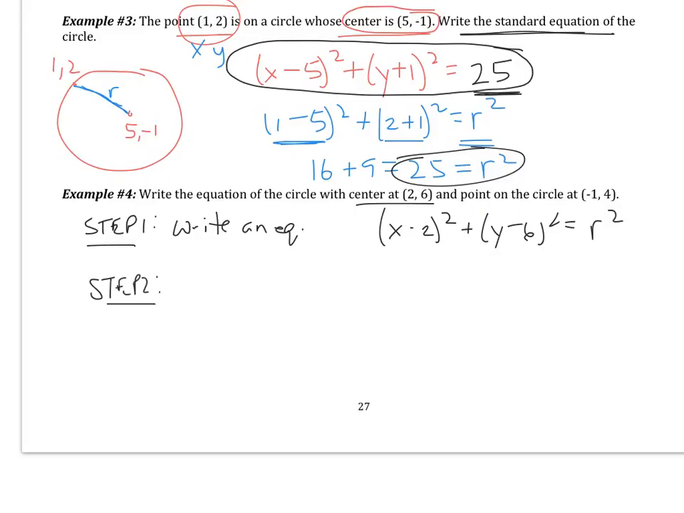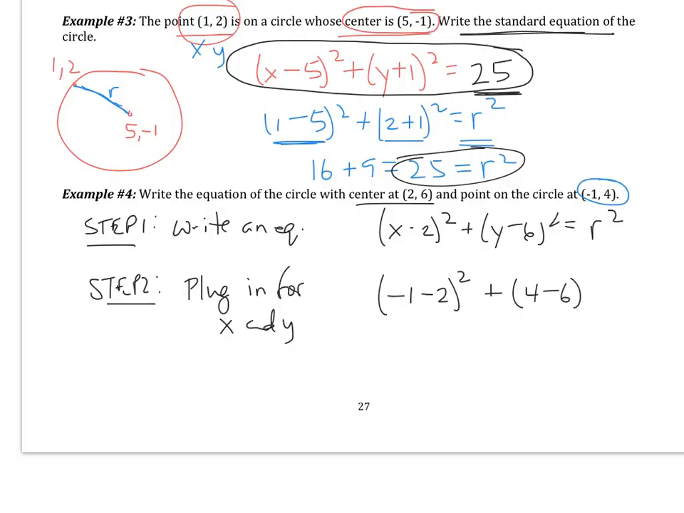Okay, I am going to plug in for x and y. So I'm going to plug in negative 1 and 4 for x and y. So I'm going to do (negative 1 minus 2) squared plus (4 minus 6) squared equal to r squared. Well, negative 1 minus 2 is negative 3, squared is 9. 4 minus 6 is 2, squared is 4. Okay, equal to r squared. R squared is equal to 13.